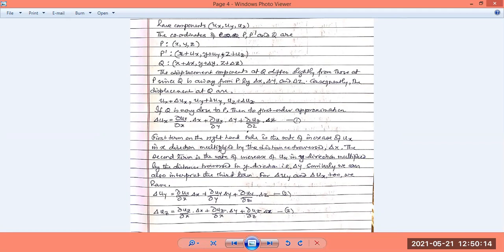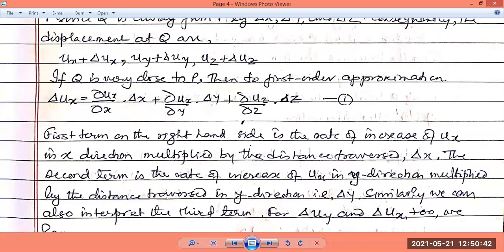The first term on the right hand side is the rate of increase of ux in the x direction multiplied by the distance traversed, delta x. Second term, the rate of increase of ux in the y direction. Third term, the rate of increase in the z direction, each multiplied by the actual increase in the x, y, and z direction respectively. So ux, uy, and uz we have created and plotted accordingly.